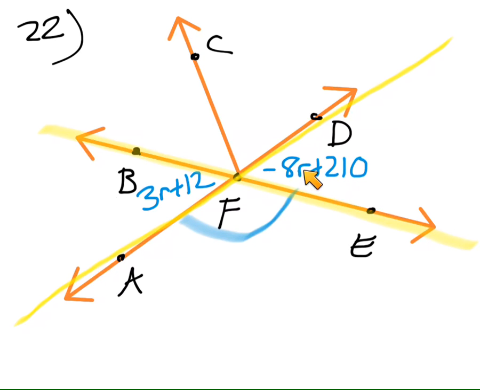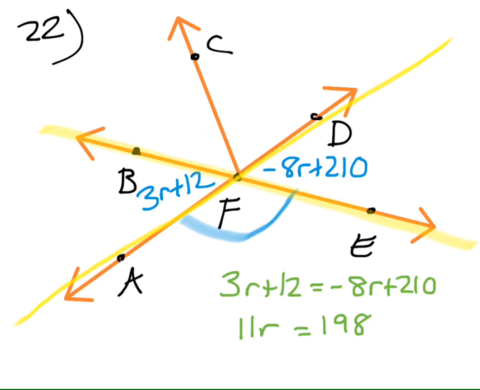So this angle is the exact same as this angle. If this was 50, this is 50. If this is 100, this is 100. This is 3r plus 12. That's going to be equal to negative 8r plus 210. They're vertical, opposite two intersecting lines. So I can solve for r that way by saying that 3r plus 12 is equal to negative 8r plus 210. I'm going to add 8r to both sides. That'll give me 11r over here. I'm going to subtract 12 over to the other side, 198. When I divide both sides by 11, r equals 18.